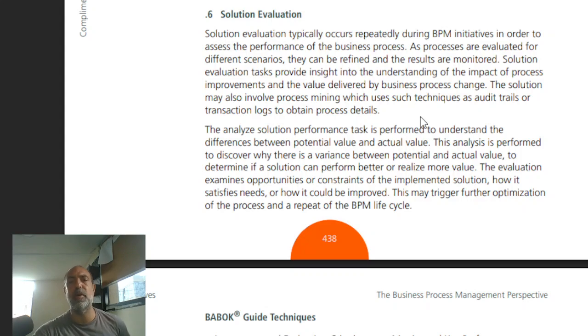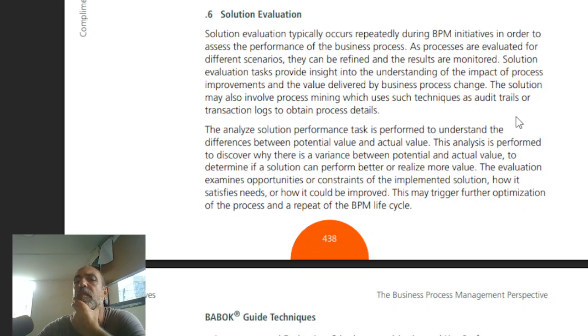Solution evaluation typically occurs repeatedly during BPM initiatives in order to assess the performance of the business process. Because it's a business process, that means every time we have a thought, we can test it. We can apply a change, we can implement something in order to structure. As processes are evaluated for different scenarios, they can be refined and the results are monitored.